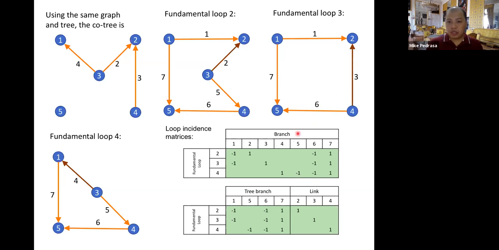Diba? So here, branch 3 rather, same direction, so positive 1. Branch 1 is opposite direction, kaya negative 1. Branch 7 is same direction, we are going counterclockwise, kaya positive 1 to. And then branch 6 is opposite the direction of the loop, kaya negative 1 siya. Okay? Similarly, let us look at fundamental loop number 4.